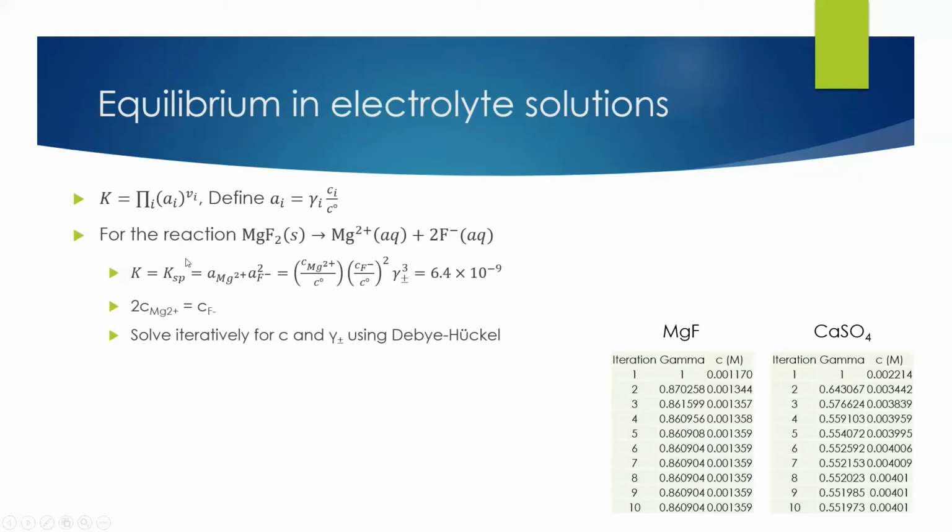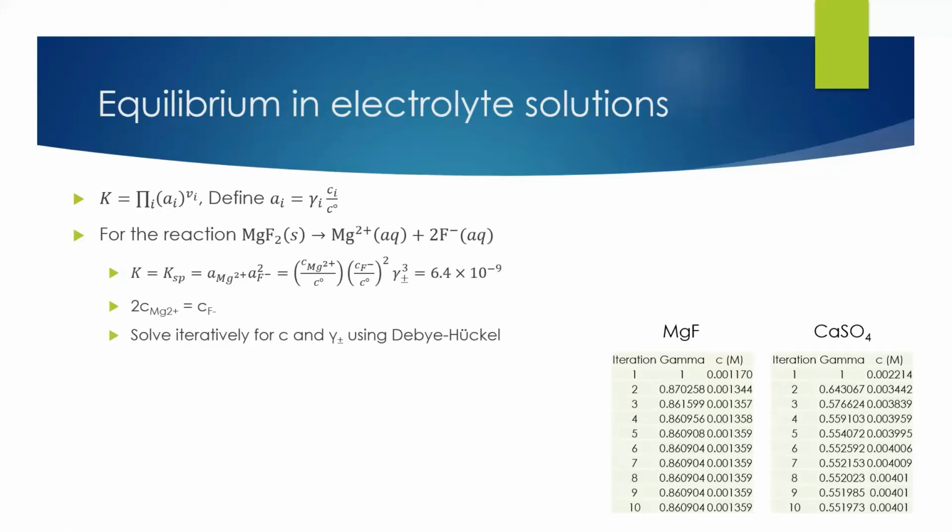But now we can think of the KSP based not simply on the concentration like maybe we did in Gen Chem, but on the activity. So the equilibrium constant is equal to the activity of the magnesium ions times the activity of the fluoride ions squared. And since the activity is based on the concentration times the activity coefficient, we can come up with this equation here. And there's a relationship between the concentration of the magnesium ions and the concentration of the fluoride ions.